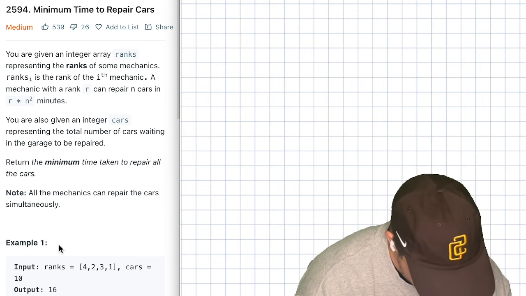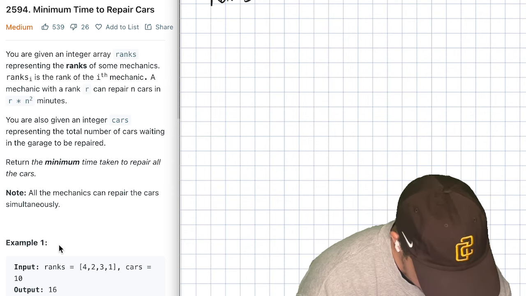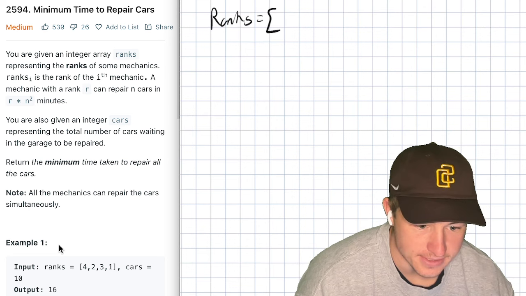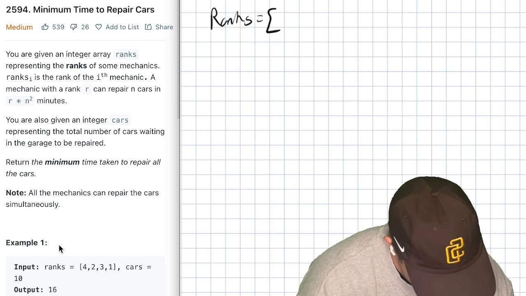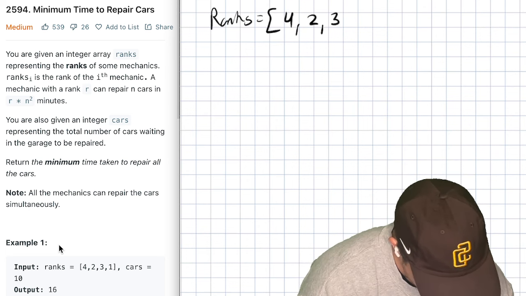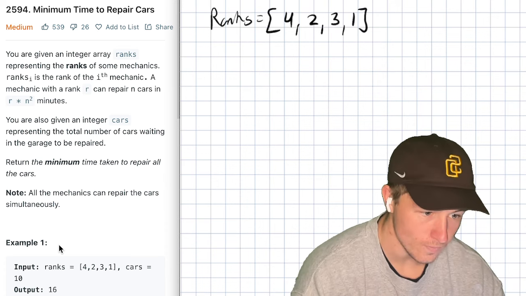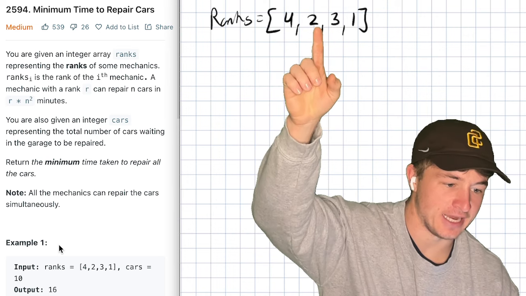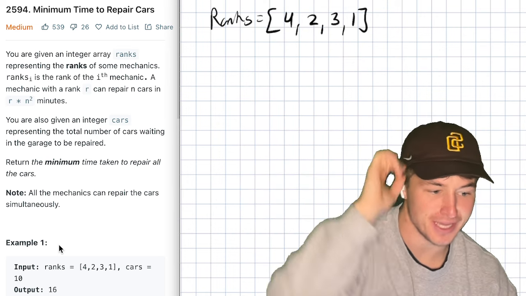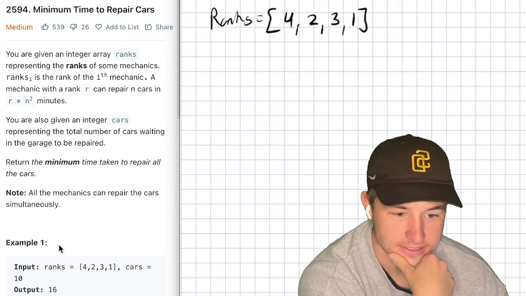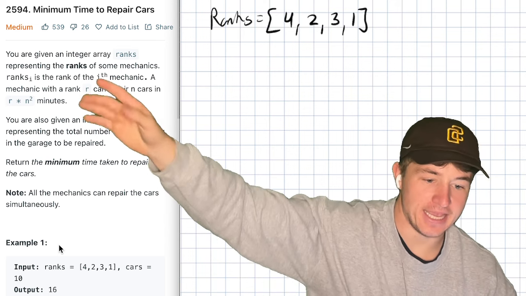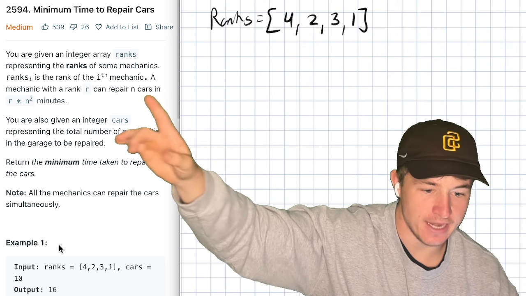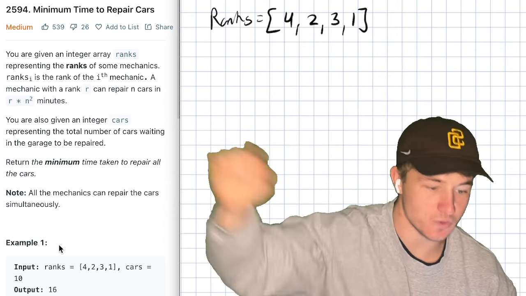Let me make sure everything's visible. So if you have ranks equals 4, 2, 3, 1. Okay, so 4, 2, 3, 1. All right. So this mechanic has a high rank. This mechanic has rank 2. This mechanic has rank 3. This mechanic has rank 1. All right. A mechanic with rank R can repair n cars in R times n squared minutes.